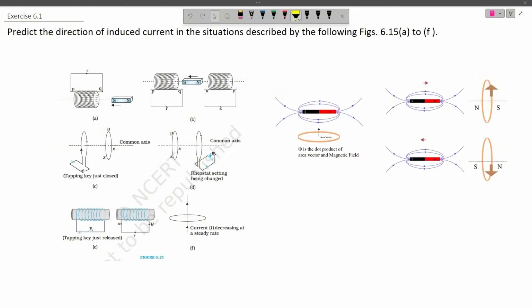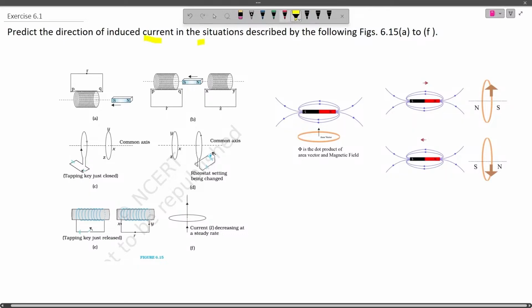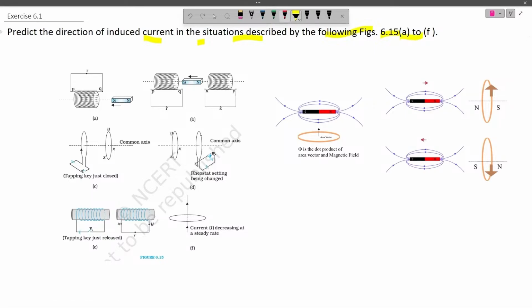The question says: predict the direction of induced current in the situation described by figure 6.15, from A to F. Now there are 6 figures. In all these figures we have to find out the direction of induced current in the coil upon either a moving magnet or a change in current in the nearby circuit.